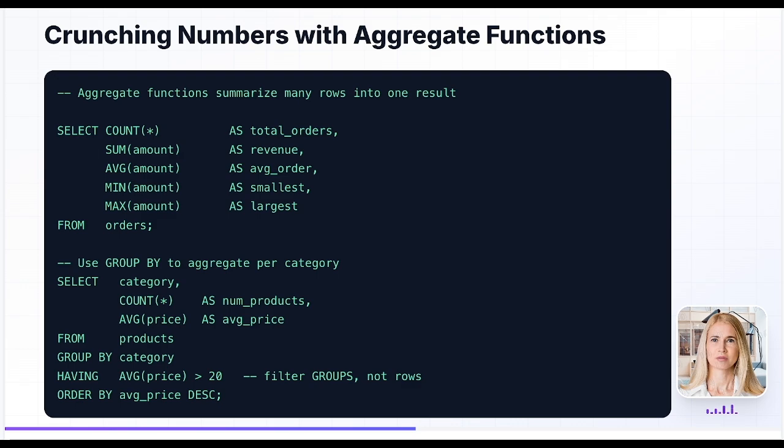Aggregate functions like count, sum, avg, min, and max collapse many rows down into a single summary value. When you add group by, SQL splits the table into groups first and then applies the aggregate to each group separately. The having clause is like where but for groups, letting you keep only the groups that meet a condition after aggregation.